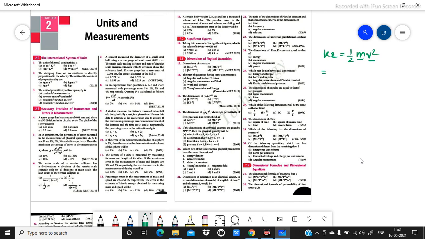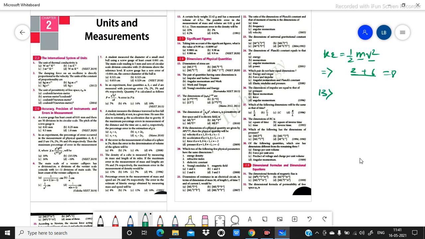So what is the error in m? Error in m is 2% and error in v is 3%. So it will be 2 plus 2 into 3, which is 6, so 2 plus 6 is 8%. So I'm getting 8% directly. There is nothing to worry about in this type of problems. Okay, so now it's 13 number.